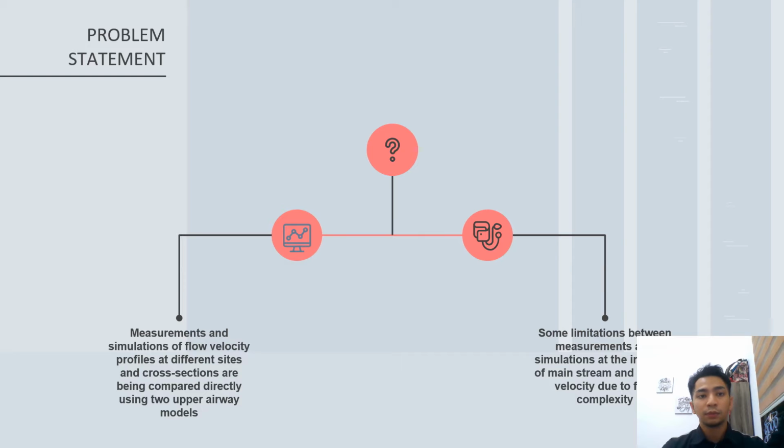Okay, this is the problem statement. The first one is that measurement and simulation of flow velocity profile at different sites and cross sections are being compared directly using two upper airways models. The second one is some limitation between measurement and simulation at the interface of the main stream and reverse velocity due to the flow complexity.